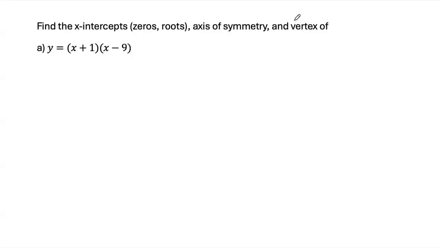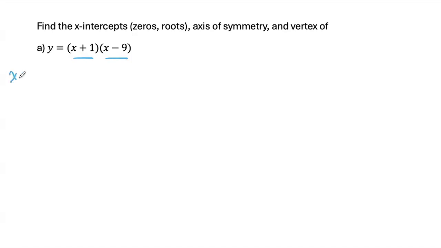Here I'm going to look over some vital pieces of information we can get from the factored form of a quadratic. Let's start off by finding the x-intercepts, which are also known as the zeros or the roots of a quadratic. This quadratic is written in factored form, so the multiplication of these two brackets, and that makes it somewhat easy to find these x-intercepts. But more importantly, you should understand how to find the x-intercepts for more complicated equations.